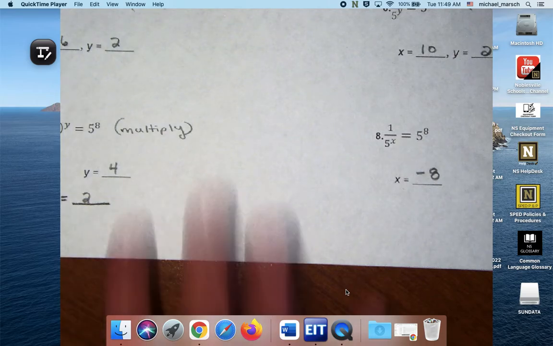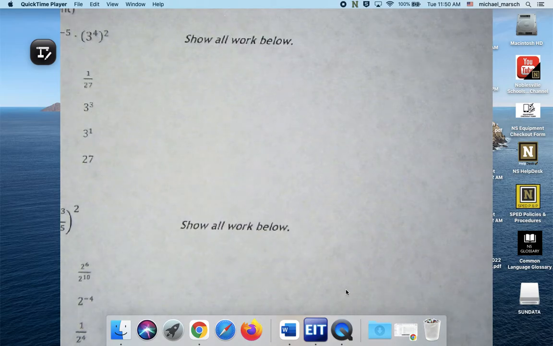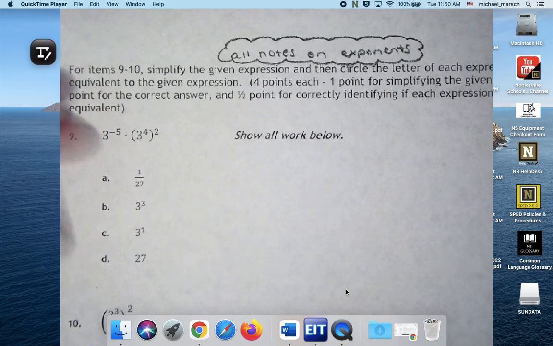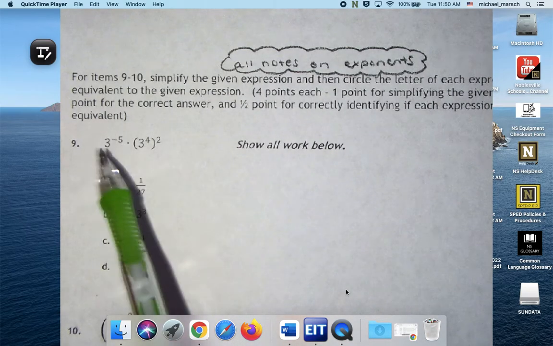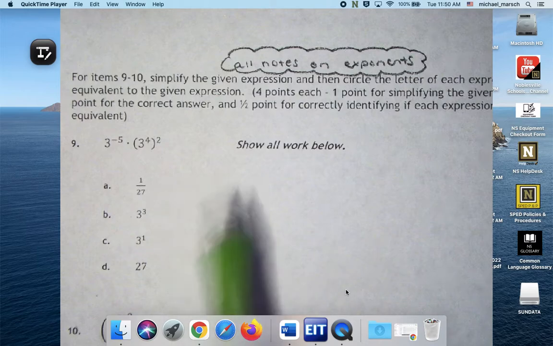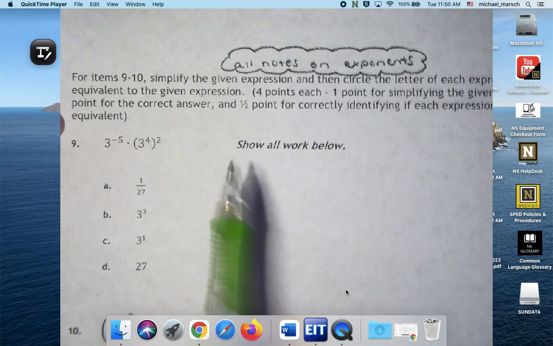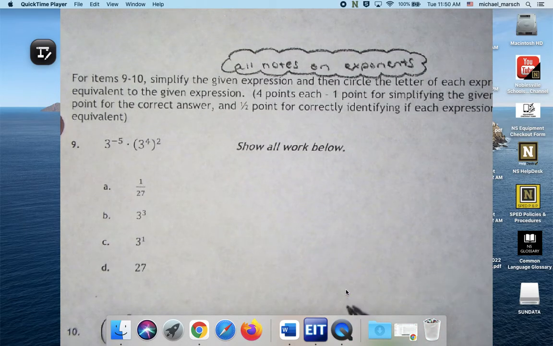Okay, next page. Let's turn this over. So this section looks more confusing than it really is. What we're doing here is simplifying, meaning we're going to go through all of our rules and get it down to one base and one exponent, or maybe just a value. We're going to pay really close attention to the steps that we take.